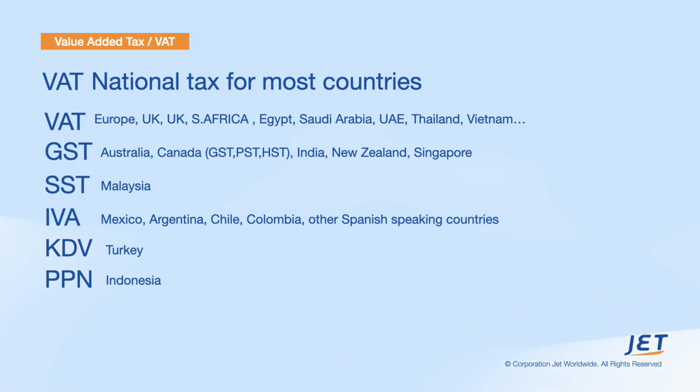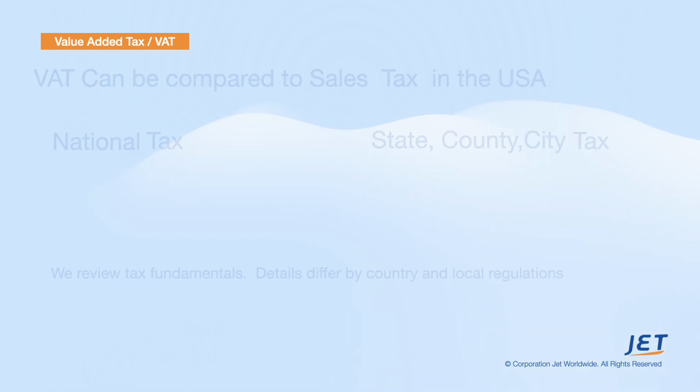Simply put, value-added tax is a national tax regime that many countries apply to the sale of both goods and services. This form of national tax can also be referred to as goods and services tax, provincial sales tax, harmonized sales tax, SST, IVA, KDV, PPN, or other acronym.